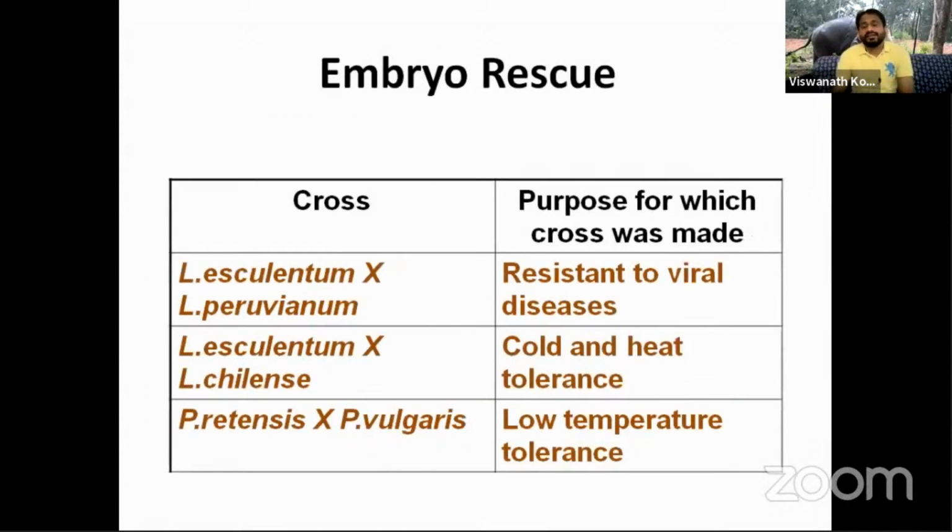Embryo rescue: in distant hybridization, when two species are crossed, there is generally a failure of the cross due to hybridization barriers. If the hybridization barrier is embryo abortion, we can take out the immature embryo and culture it on tissue culture media, and grow it into a plantlet. So these are the processes where embryo rescue is used.